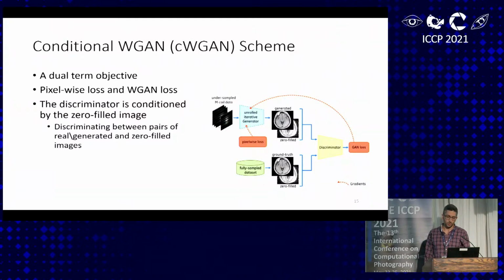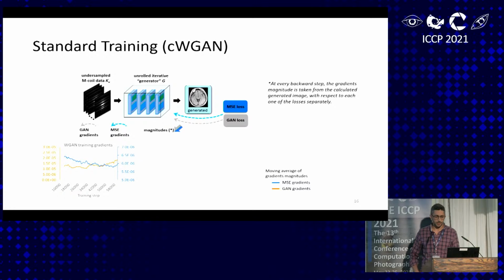Training such a network to solely optimize a pixel-wise loss yields images with blurring artifacts. To mitigate the blurring and to improve image quality, we propose a conditional GAN model that optimizes a dual loss term objective composed of a WGAN loss and a pixel-wise loss. In a standard training, we observe that the GAN gradients appear to oscillate and increase, and this may be due to the discriminator network, which dynamically changes during training. In our experiment, we observed that image artifacts were introduced when the GAN gradient started to increase.